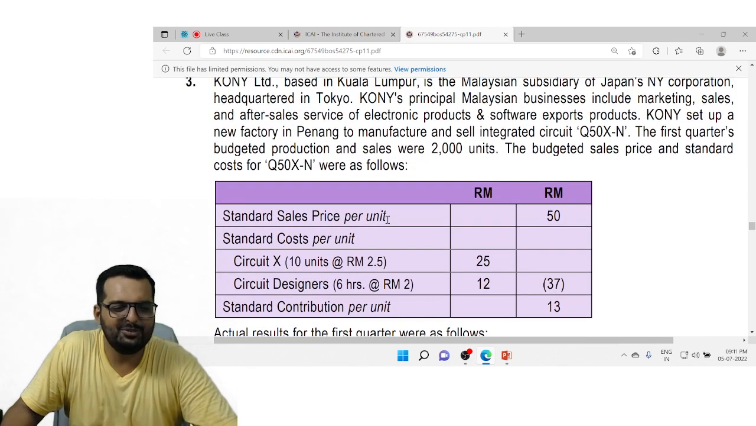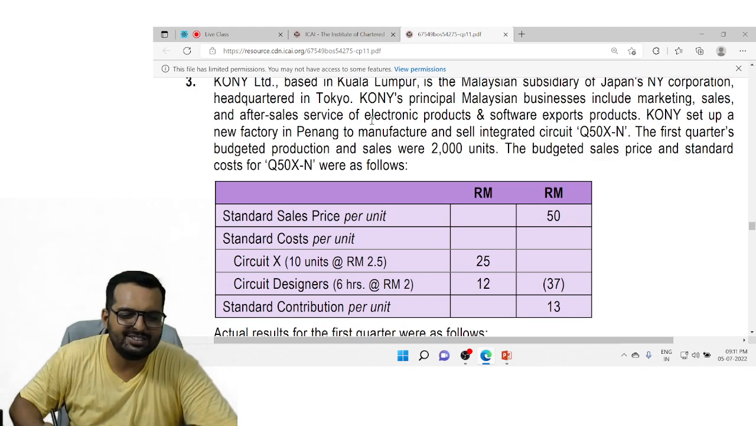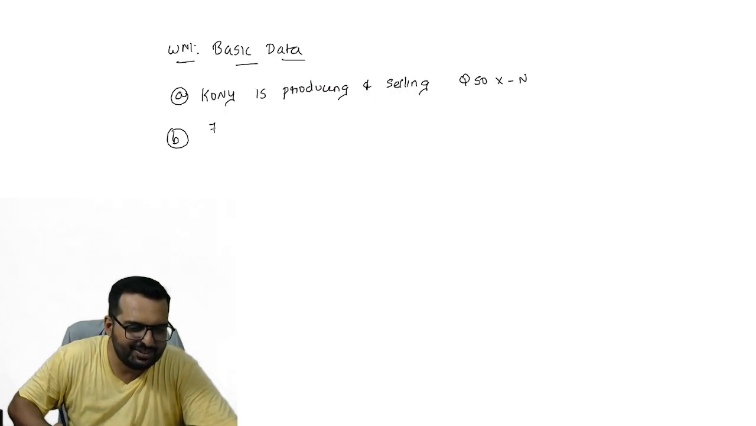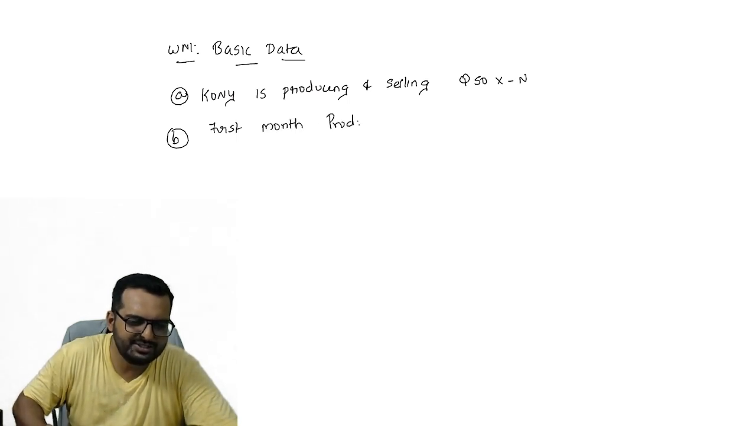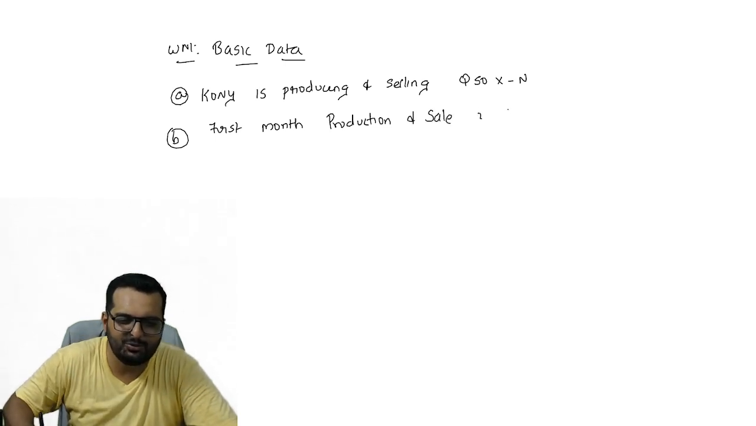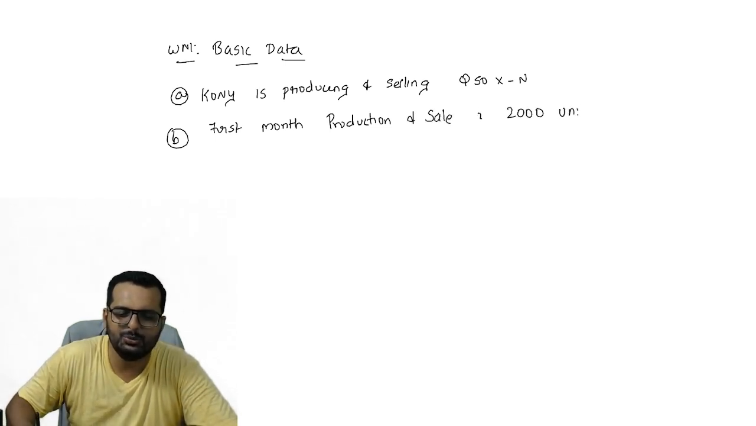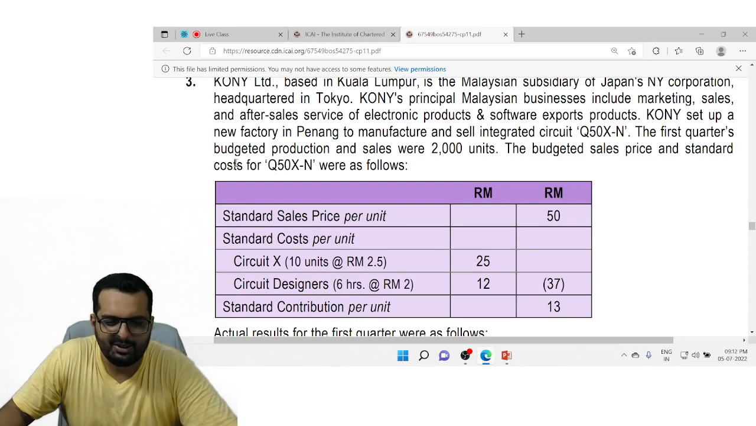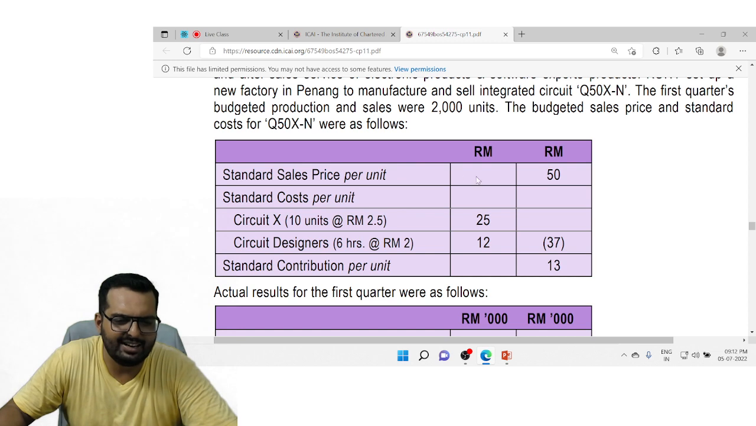All right, let's get back over here now. The first month's production and sale is given over here. First month's production and sale, 2000 units. Down they have given the standard selling price. The material cost is given, the labor cost is given, etc.